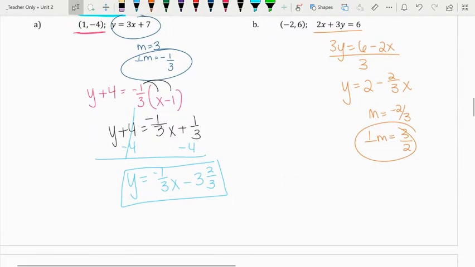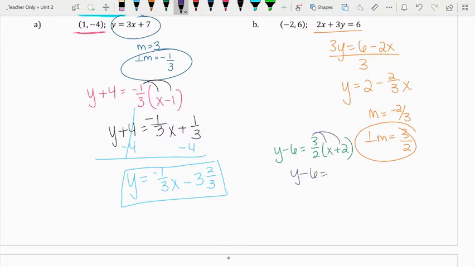At this point, if we put it in point slope, we get y minus 6 equals 3 halves x minus negative 2. Distribute, y minus 6 equals 3 halves x plus 3. Add 6 to both sides, and y equals 3 halves x.